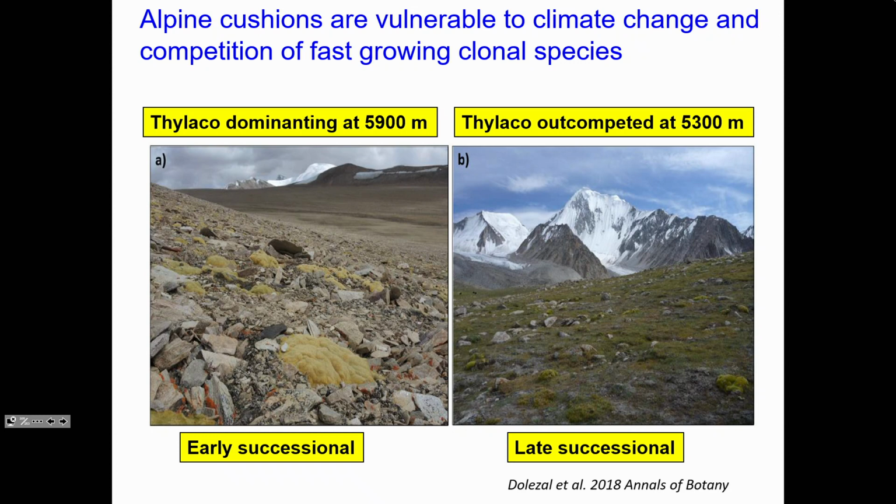So this site was deglaciated, colonized by cushion, and is overtaken by graminoids. And this may be hastened by current rising temperature, warming trend, global warming, mind you.